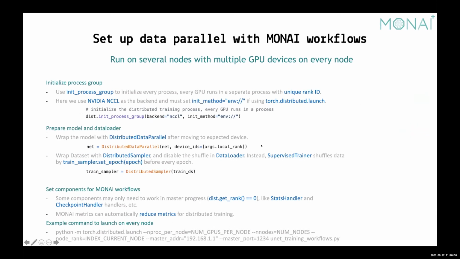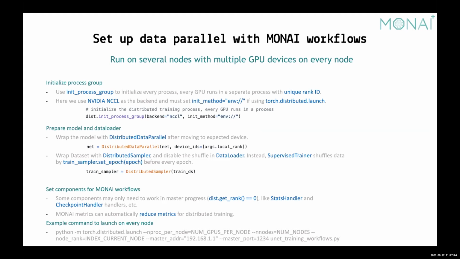Usually, we only need several simple steps to set up distributed training. First, we need to initialize the process group with the NVIDIA NCCL backend. Then set the distributed model and distributed data sampler. And we only need to run some components on rank 0, like printing logs and saving the model to file.